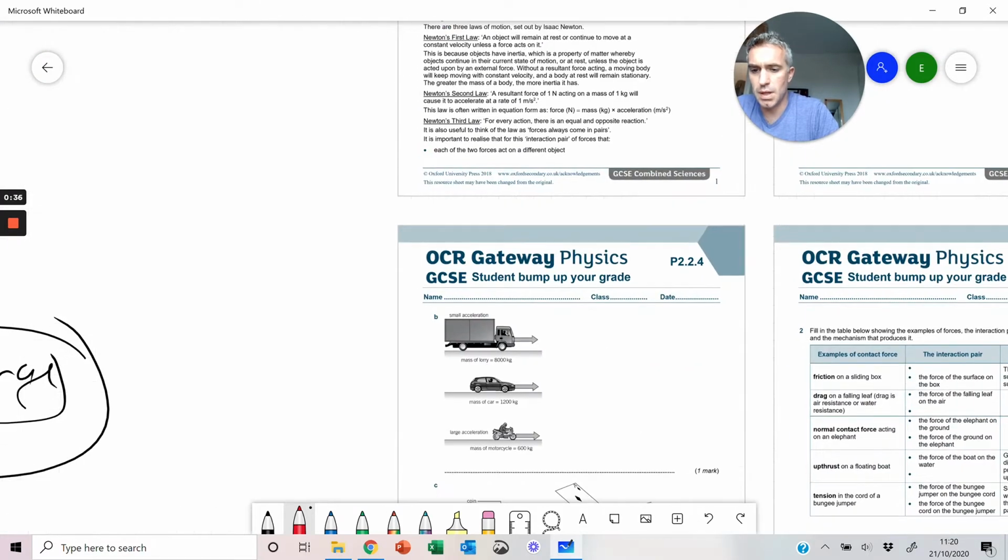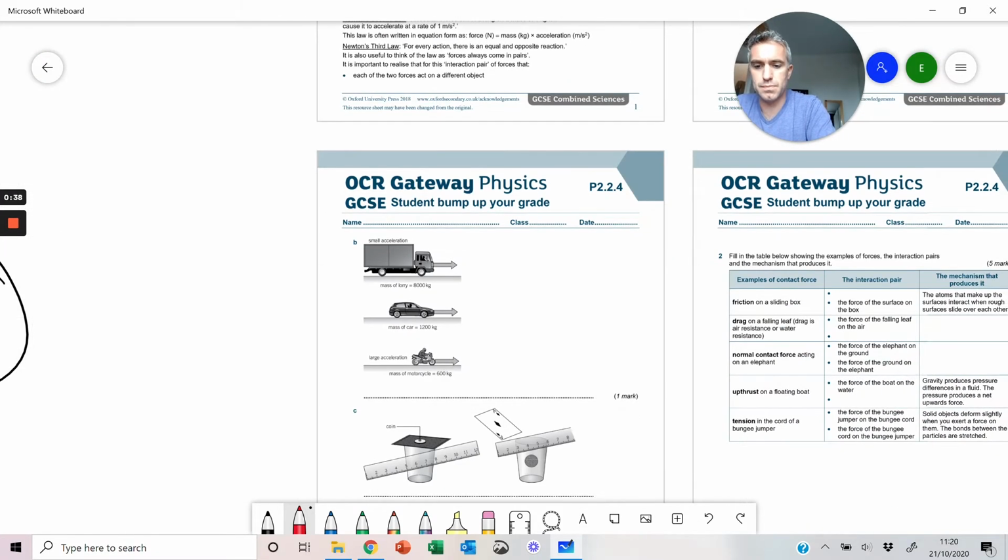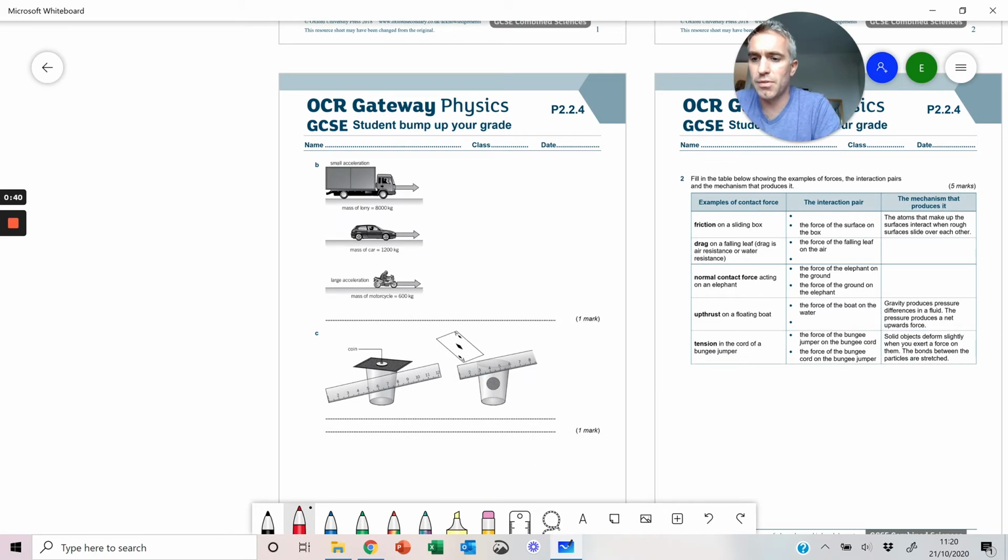Let's move over here. Here we have objects. They have mass. This has mass of 8,000. This has mass of 1,200. This has a mass of 600. They're accelerating. So we're talking about F equals ma. There is a mass and they're accelerating. There must be an overall force. So this is Newton's second law.